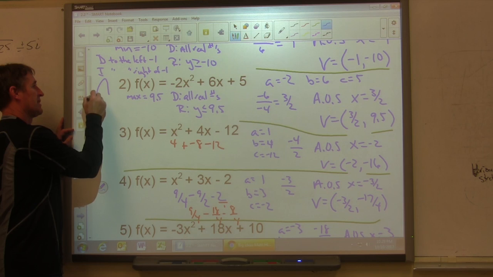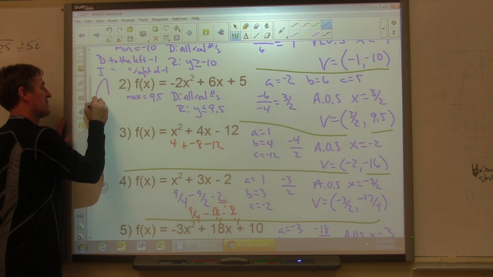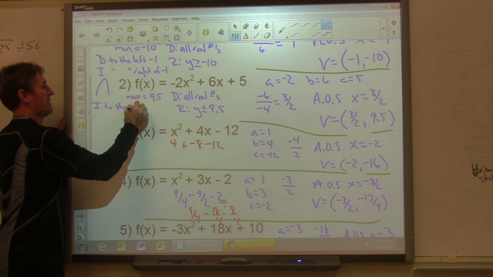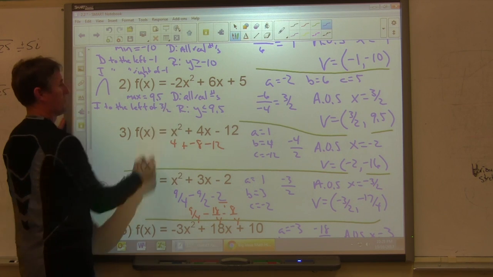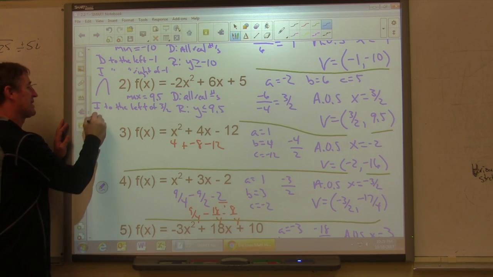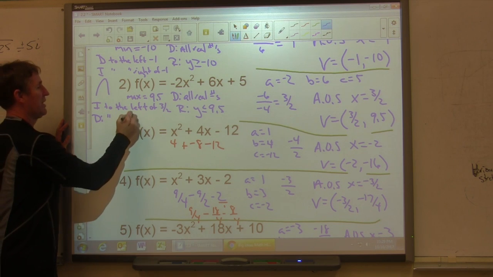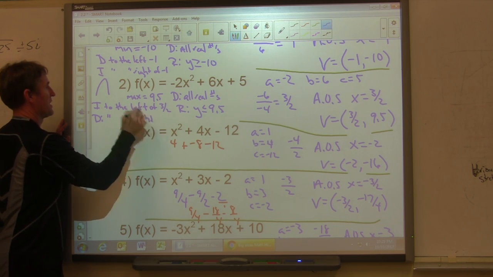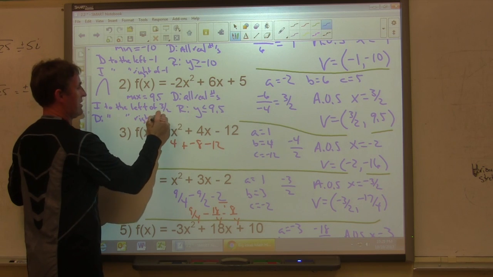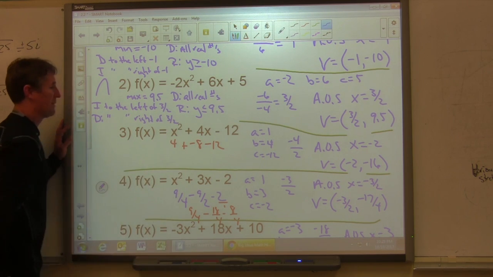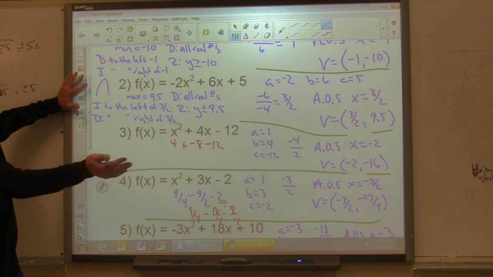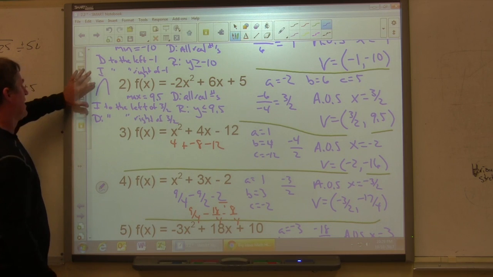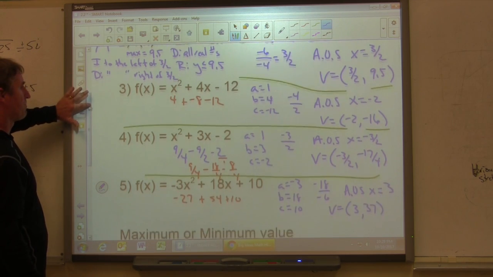And in this case it's increasing as it goes to the vertex, so it's increasing to the left of, and our vertex is at 3/2, so 3/2 or 1.5, and it's decreasing to the right, because once it gets to the right of the vertex, it starts going down, to the right of 3/2. So hopefully the hard part of this is finding the vertex, because then the rest, if you can draw the graph, is pretty easy.